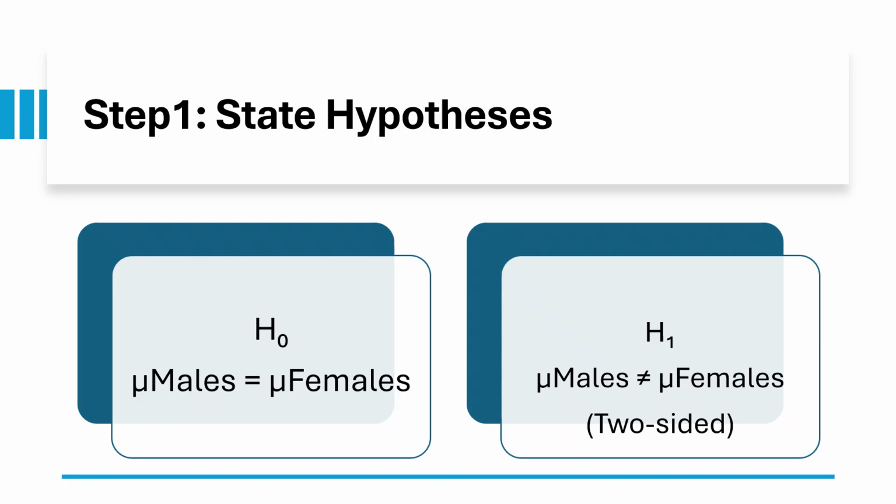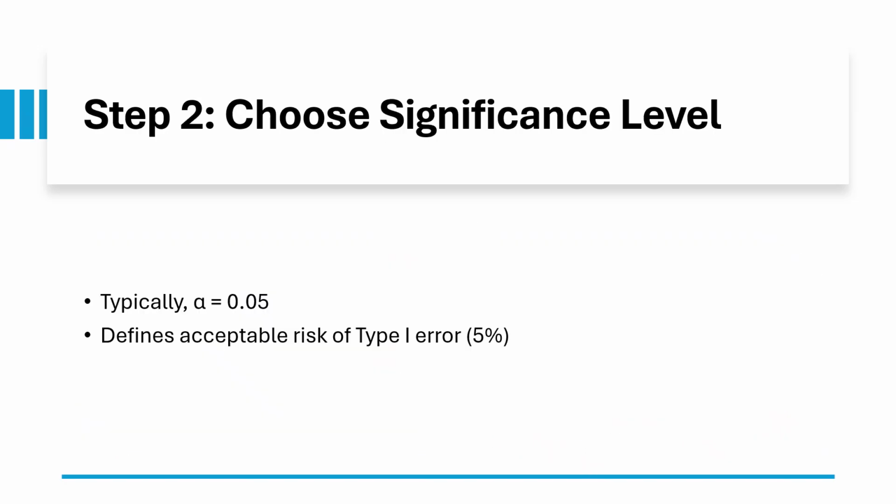In our question for diastolic blood pressure between males and females, our null hypothesis would be that the mean diastolic blood pressure of males is equal to the mean diastolic blood pressure of females, and our alternative hypothesis is that the mean diastolic blood pressure of males is not equal to the mean diastolic blood pressure of females. In step 2, we choose the significance level, which, as we just discussed, is typically 0.05, and that defines the acceptable risk of type 1 error.